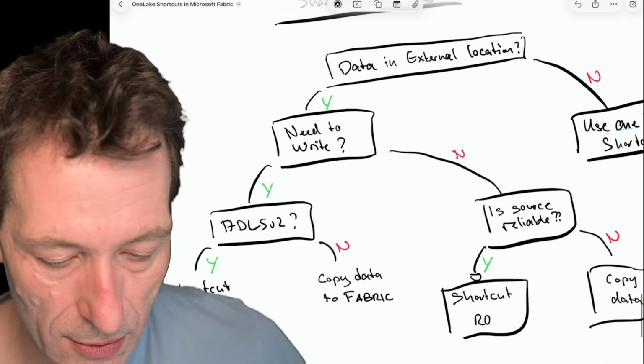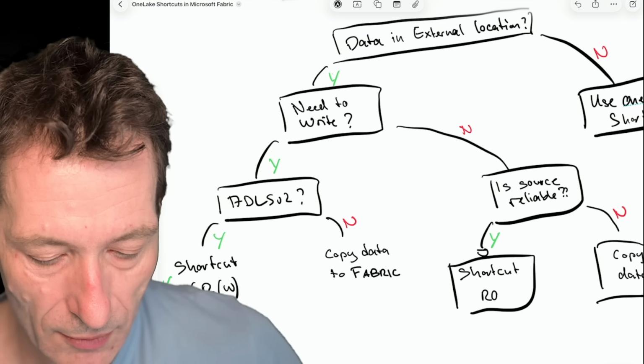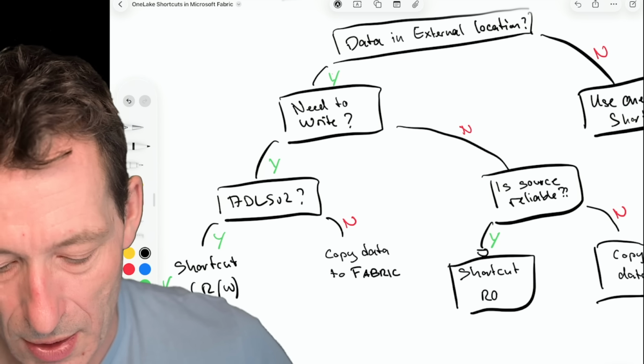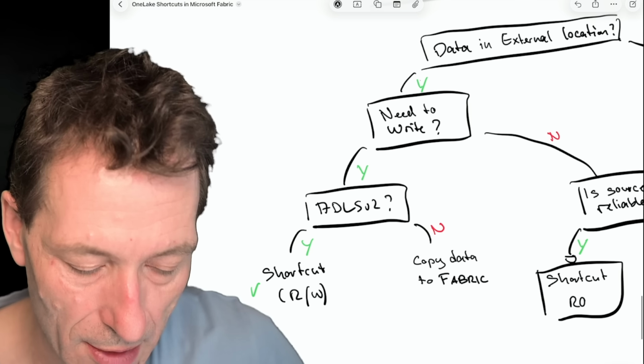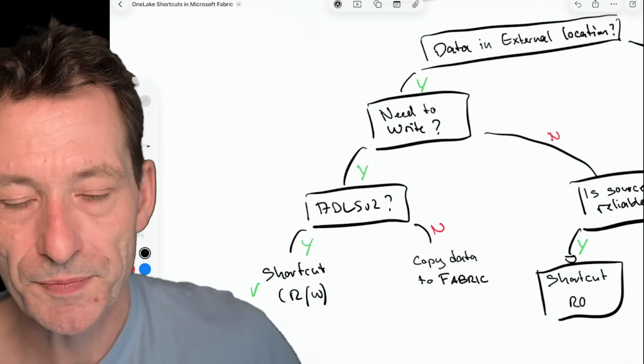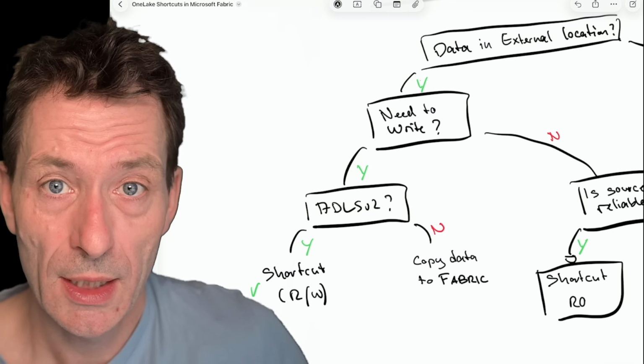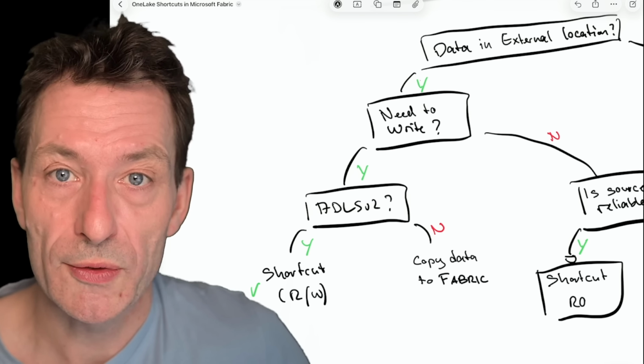This is basically our decision graph. Data in external location, yes, no. If yes, if you don't need to write and the source is reliable, go with the shortcut. If you need to write and you have ADLS v2, go with the shortcut. In every other case, go with copy data.